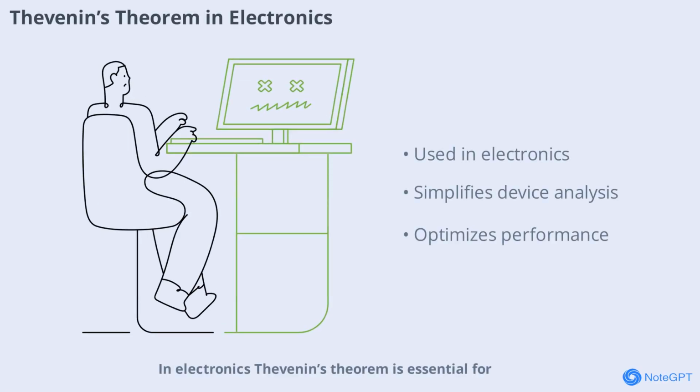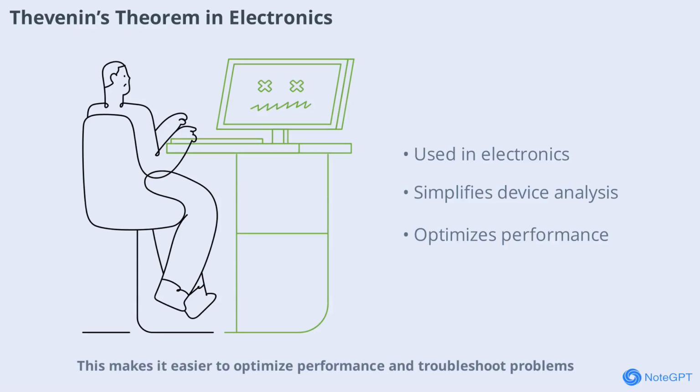In electronics, Thevenin's theorem is essential for designing and analyzing circuits with transistors, amplifiers, and other components. It allows designers to focus on the input and output characteristics of a device, simplifying the rest of the circuit. This makes it easier to optimize performance and troubleshoot problems. Thevenin's theorem is a foundational concept in both analog and digital electronics.